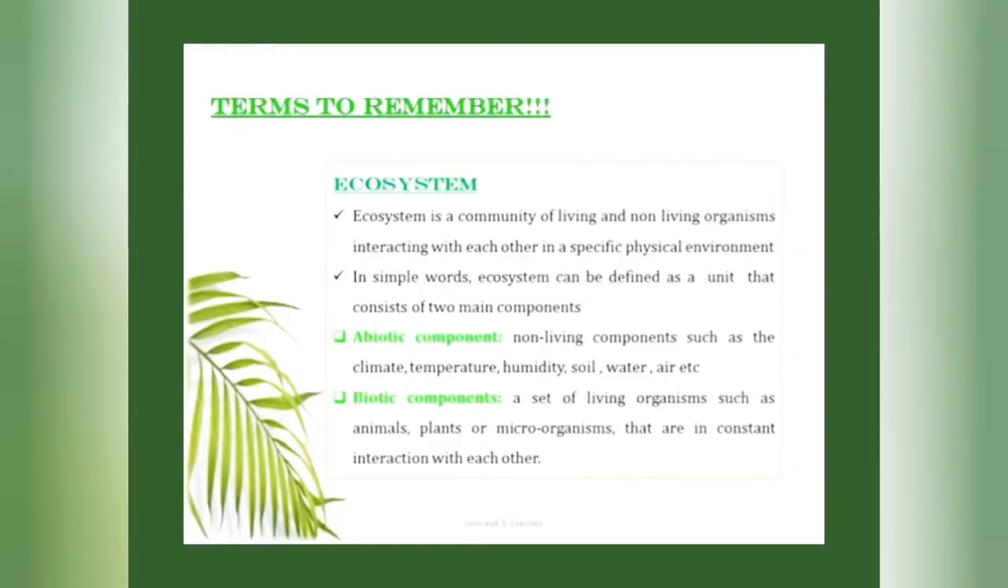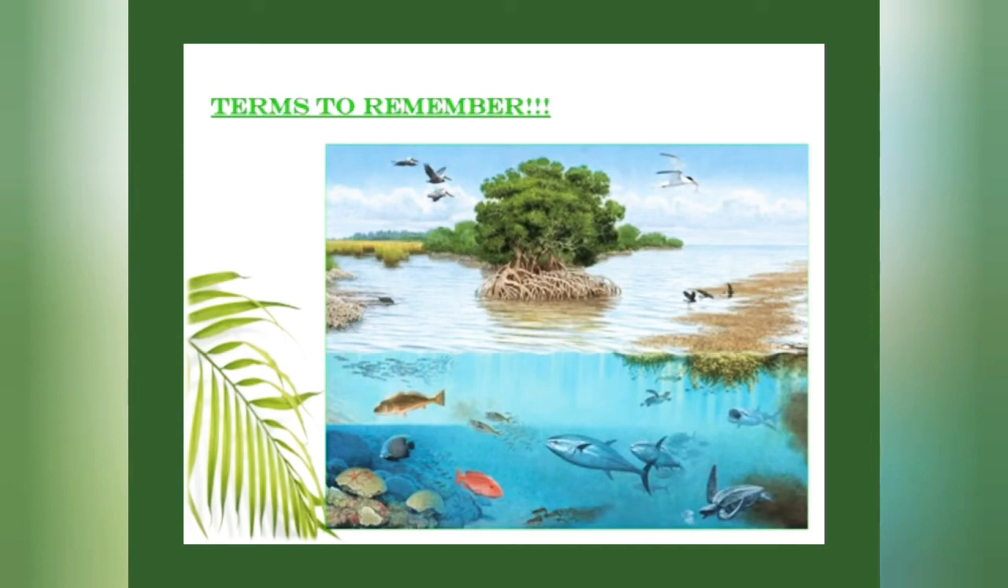Before we enter the next topic, let's study a few terms, such as ecosystem. Ecosystem is a community of living and non-living organisms interacting with each other in a specific physical environment. In simple words, we can define an ecosystem as a complete unit consisting of two main components: abiotic components, that is the non-living components such as climate, temperature, humidity, soil, water, air, etc., and biotic components. These are a set of living organisms such as animals, plants, or microorganisms that are in constant interaction with each other.